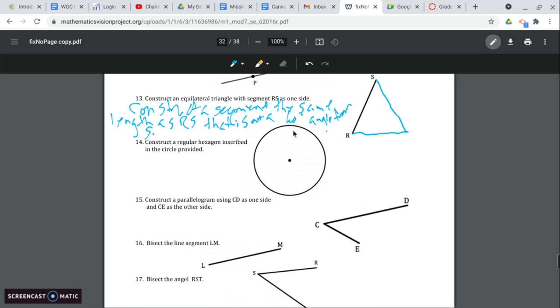A hexagon inside the circle, that means all your vertices are going to line up on the edge of the circle, okay? So be very careful with that one. And then bisecting, you know what that means. It cuts it perfectly in half. So explain these out and then give me rough sketches of what they look like, since I can't provide you with compasses for them and you don't have compasses. Okay? All right.